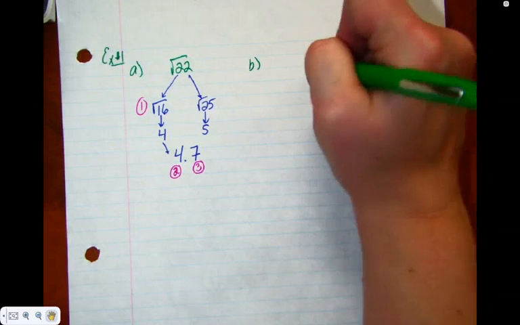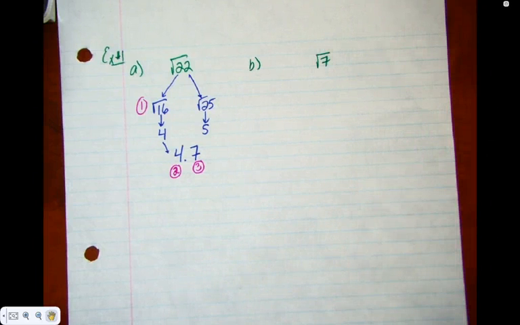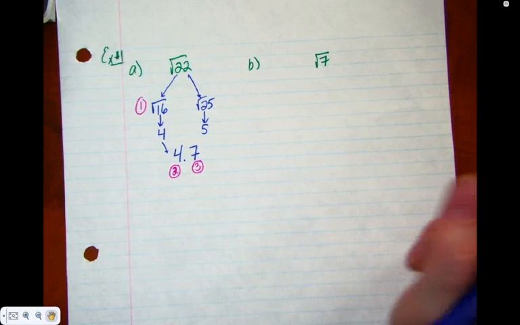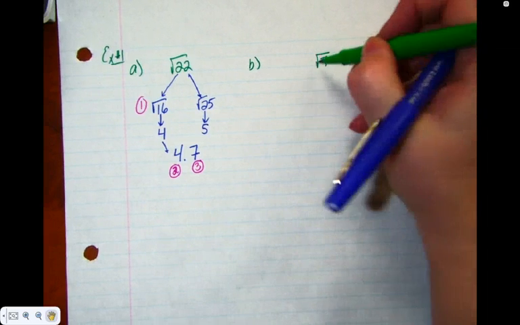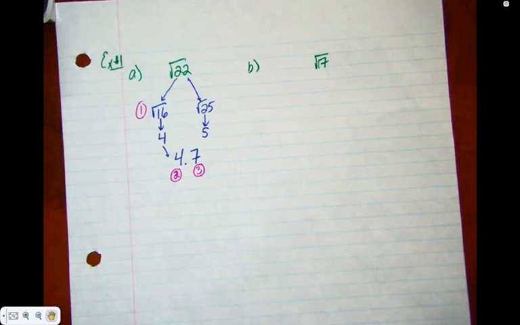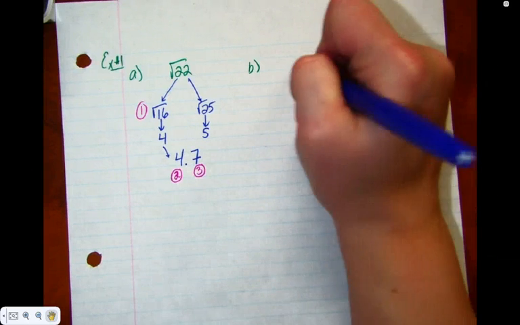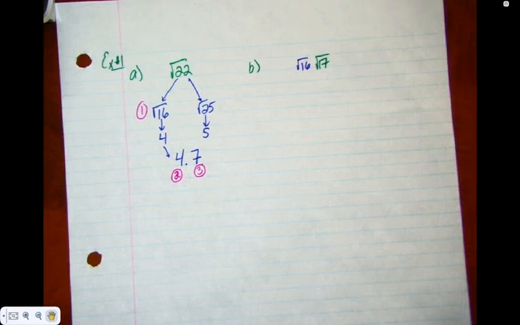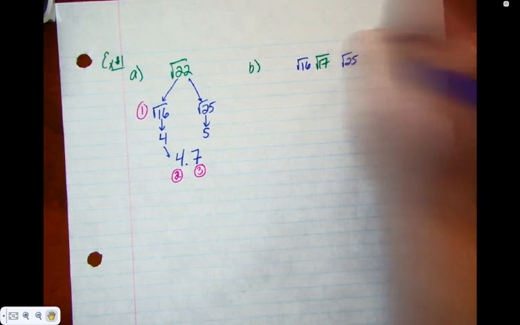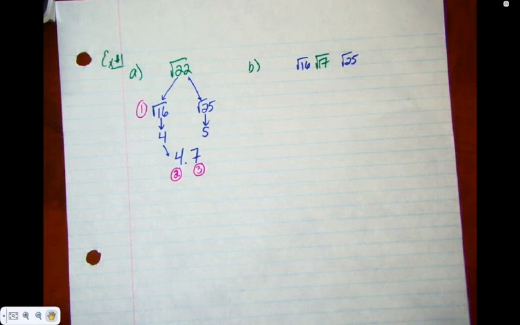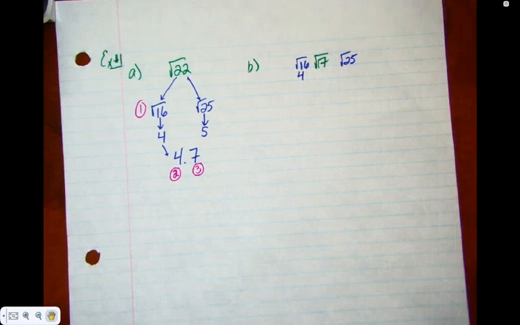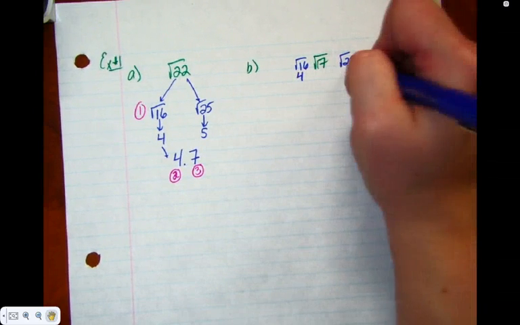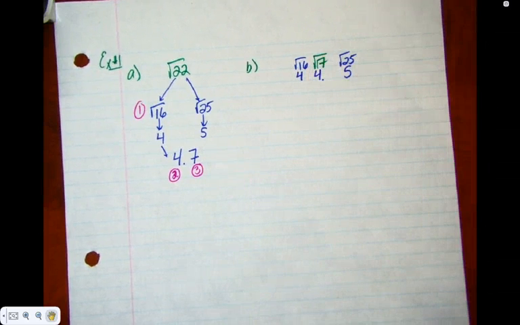B, square root of 17. Ooh, I put 7, but it's 17. What's the perfect square that is smaller than 17? 16. What's the perfect square that is higher than 17? 25. What is the square root of 16? 4. What's the square root of 25? 5. So we know we're going to have 4 point something.